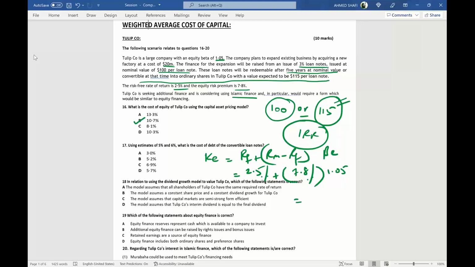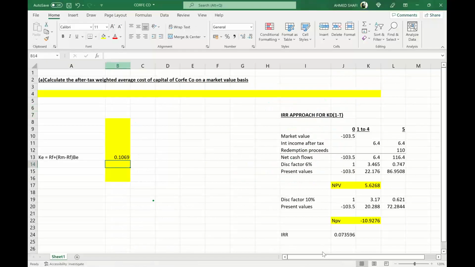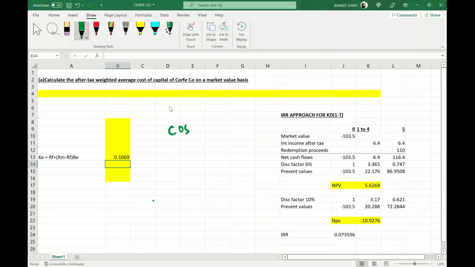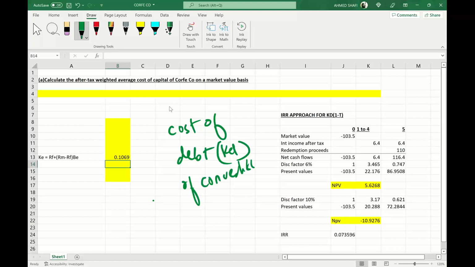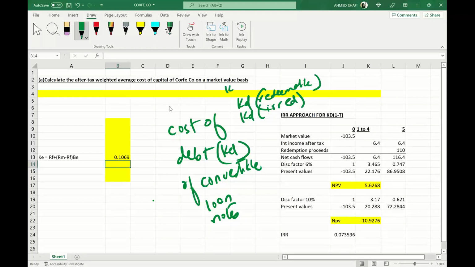17. Using estimates of 5% and 6%, what is the cost of debt of convertible loan notes? Please pay attention. It's asking the cost of debt, KD, of convertible loan notes. Now, cost of debt KD, had it been redeemable, is IRR, and had it been irredeemable, I told you a formula. If the cost of debt KD of convertible is to be calculated, again it is IRR.